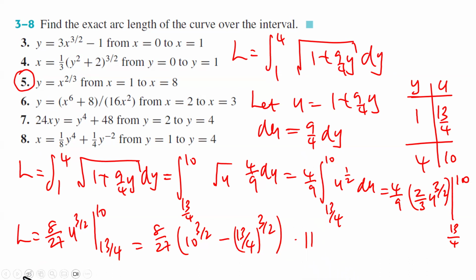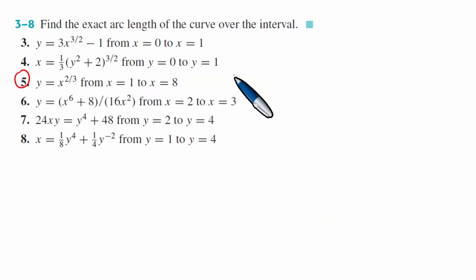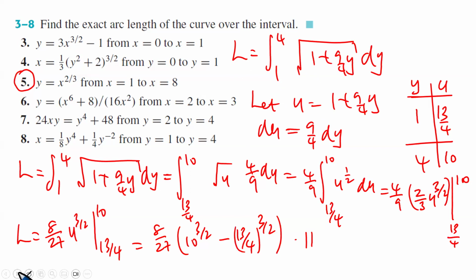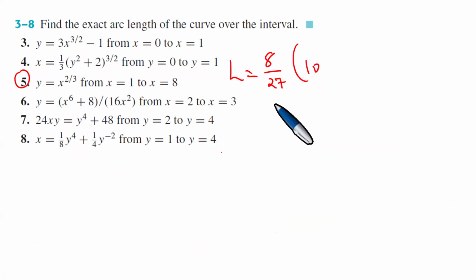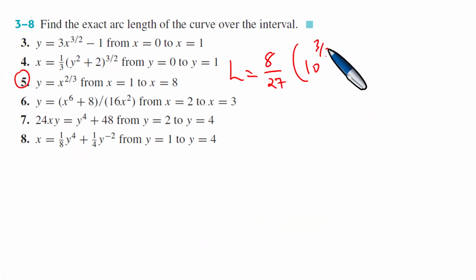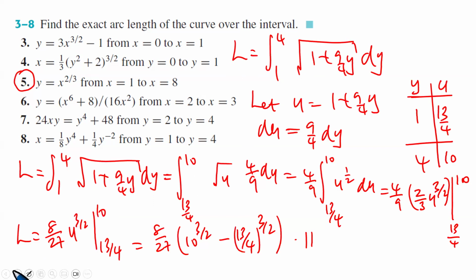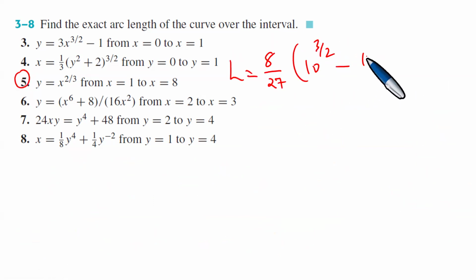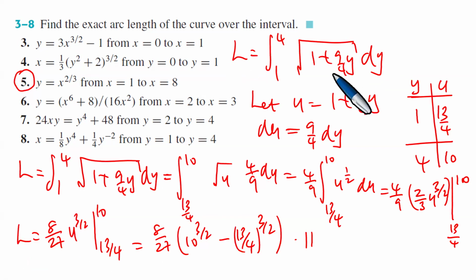In other words, the answer to number 5 is the arc length, 8 out of 27, and it is 10 to the power 3 out of 2 minus 13 out of 4 to the power 3 out of 2.